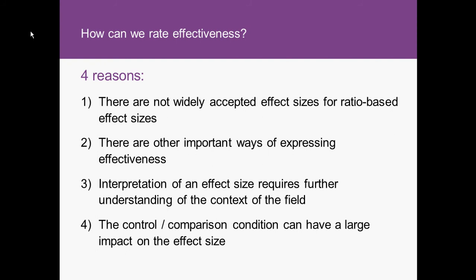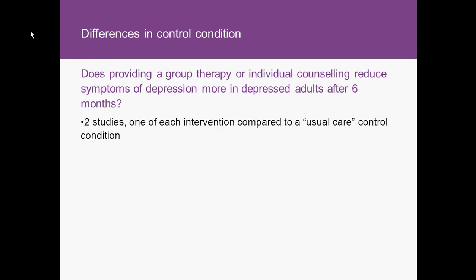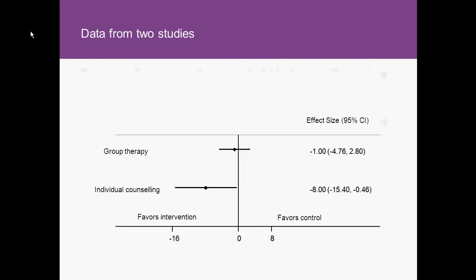The fourth reason is that the control and comparison condition can have a very large impact on the standardized effect size being reported. Let's examine this in a little bit more detail. Let's consider the example of providing group therapy or individual counselling to reduce symptoms of depression in depressed adults after 6 months. We're going to focus on 2 hypothetical studies, one of each intervention compared to a usual care control condition. Here we see the results of our 2 hypothetical studies.